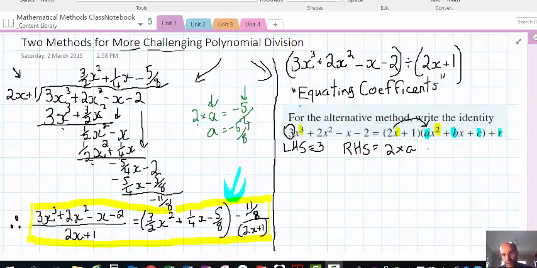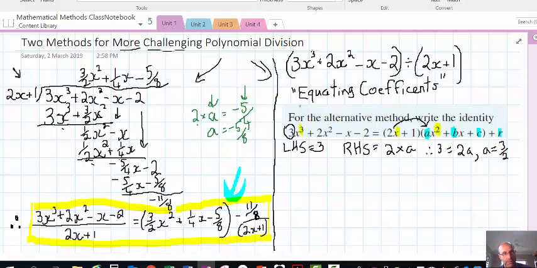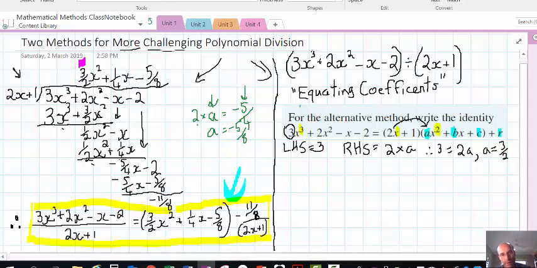So equating them means make them equal to each other, so therefore we have 3 equals 2a, and a equals 3 on 2, or 1.5. And if you look back at the coefficient back over here, you can see that it is 3 on 2. So we've got a match there. So moving on to the squared terms, on the left hand side we've got 2.